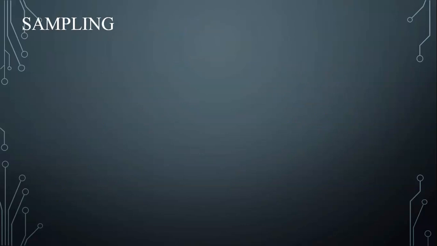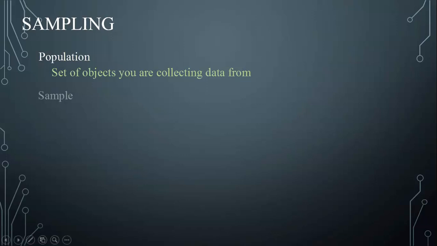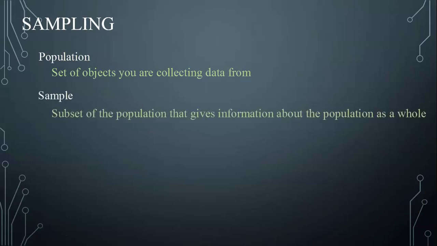And when we're collecting data, we often deal with sampling. Now, first of all, what is a population? A population is the set of objects that you're collecting data from, but it is often impossible to collect information or data from the entire population, given that usually populations are too large to collect data from or to survey. And this is why statisticians refer to sampling. Now, what is a sample? A sample is a subset of the population that gives information about the population as a whole, and is usually a good representative of the population.